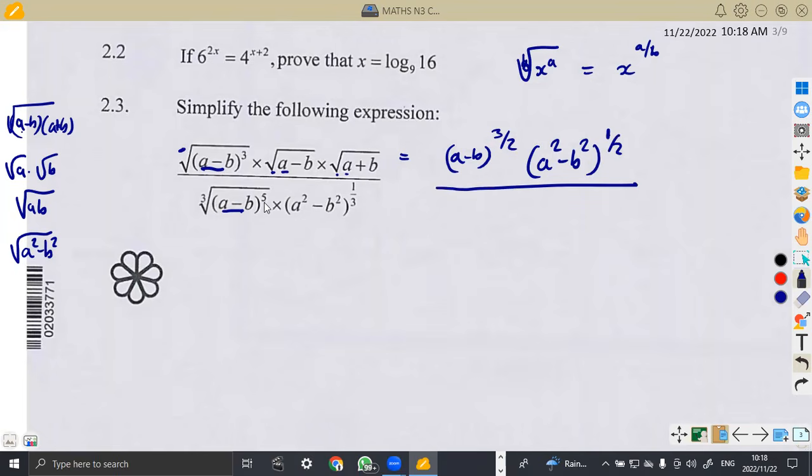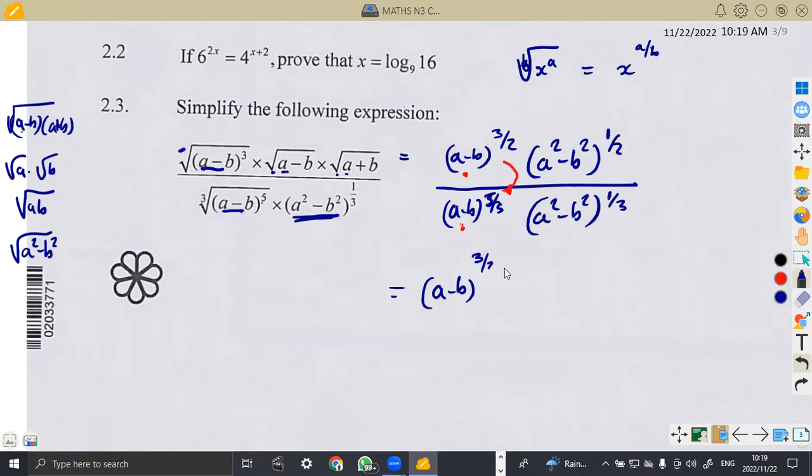Everything over here, we've got the same thing, 3 over 5. So it's going to be a minus b to the exponent of 5 over 3, not 3 over 5, 5 over 3. Then we've already simplified this one, a squared minus b squared to the exponent of a third. Okay, so not wasting much time, we can see that a minus b are the same. We are dividing the bases here, which are the same, so you can simply subtract the exponents. So this is going to give us a minus b to the exponent of 3 over 2, then we subtract 5 over 3.